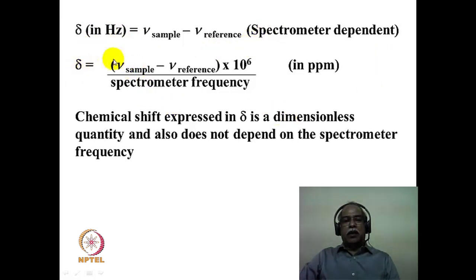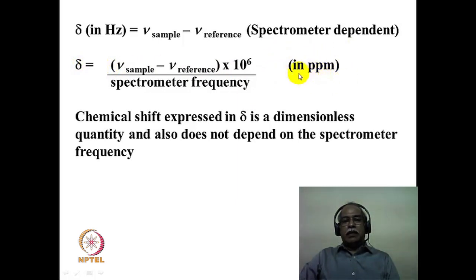However, if you divide the difference between the sample frequency and the reference frequency by the spectrometer frequency, then it becomes independent, and the dimensionless feature of the delta comes into picture. Now, the spectrometer frequency is generally of the order of megahertz, that is 10 to the power 6 hertz, whereas the difference between the sample and the reference frequencies is of the order of hertz. So a factor of 10 to the power 6 comes into picture in this equation, and that is why delta is represented in parts per million in NMR experiments.